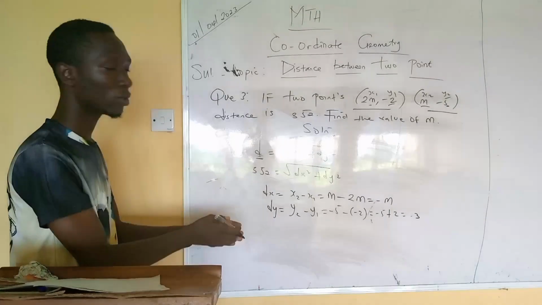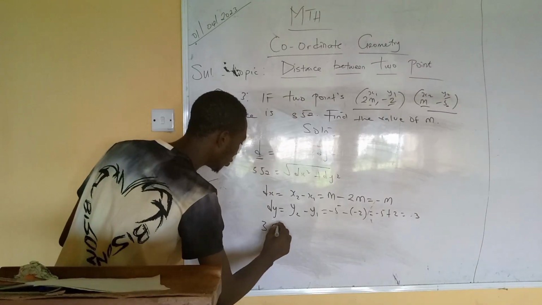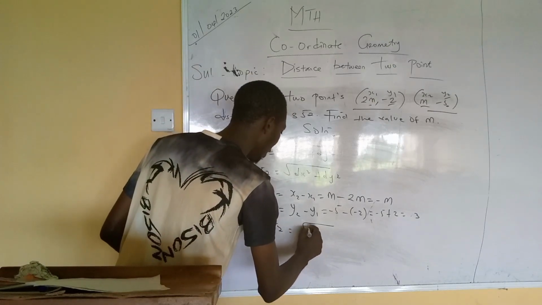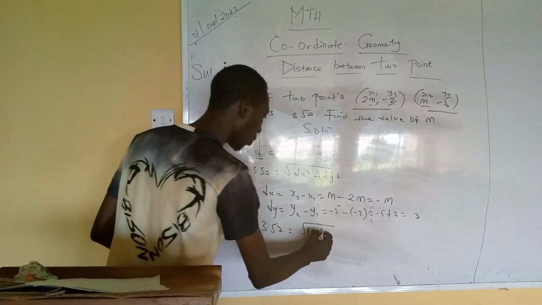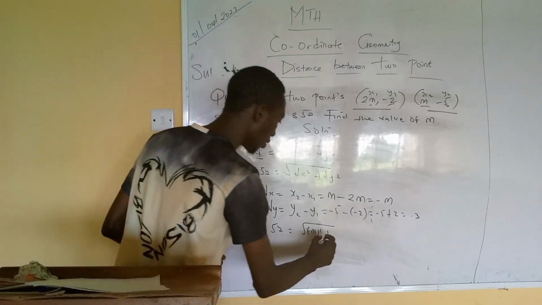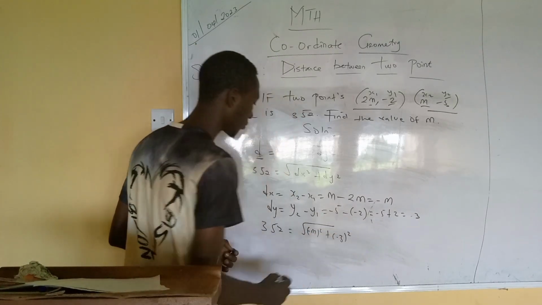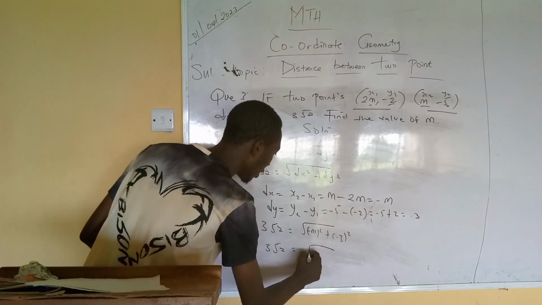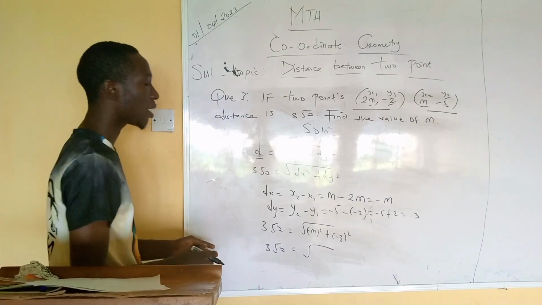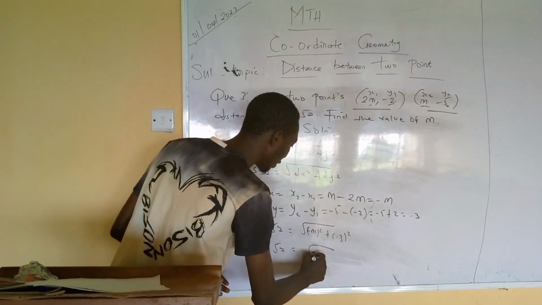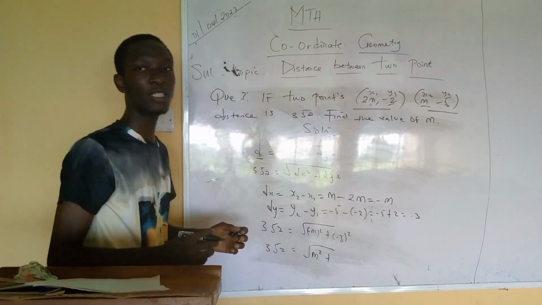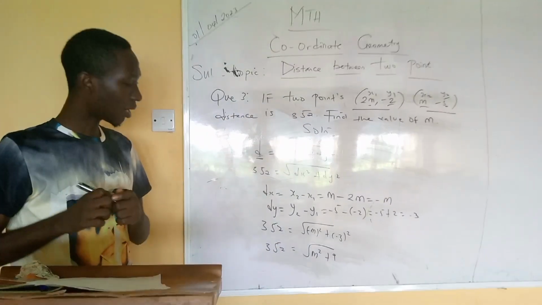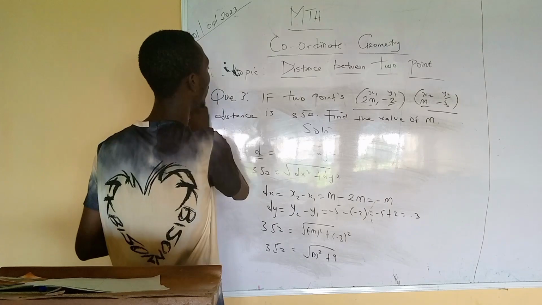We put it in the equation. So it becomes 3 root 2 equals root change in x, which is minus m squared, plus change in y, which is minus 3 squared. Now minus m squared is just minus m times minus m, which is m squared. Plus minus 3 squared is also the same thing, minus 3 times minus 3, which is 9.